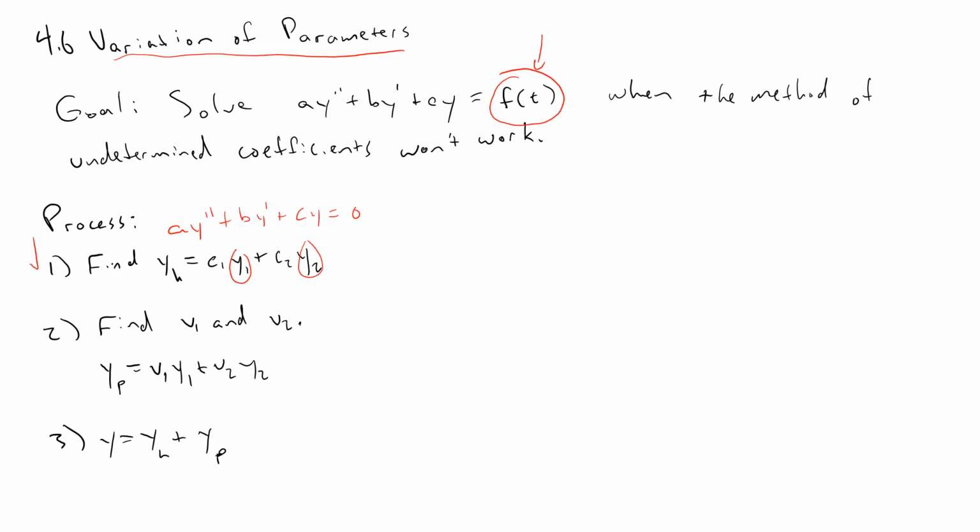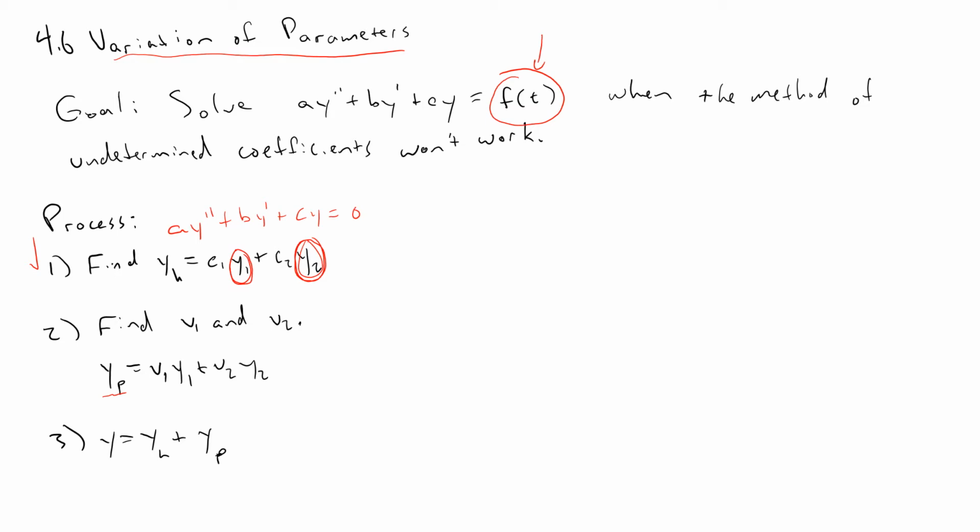Once we solve the homogeneous equation, we're going to need these two pieces that we found, the y1 and y2, those two functions that we got in step 1, we're going to need them in step 2. In step 2, we're finding a particular solution. This is where our method of undetermined coefficients usually gives us a particular solution, but if we're in one of these cases where undetermined coefficients won't work for us, we'll need to use this method instead.